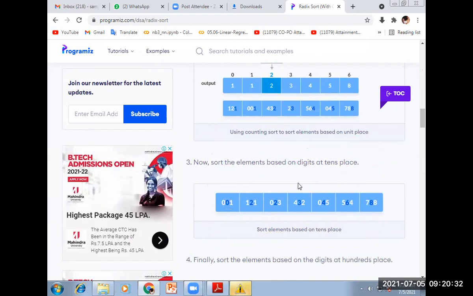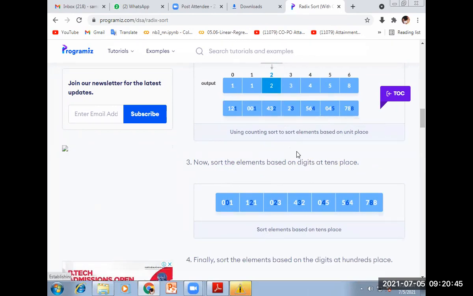So first you take the unit place, then tens, then 100. Here 788 is there, so you consider the 100 position. If there is 1788, you consider the 1000 position also. All the elements are arranged in only the 0 to 9 table. Okay, clear?